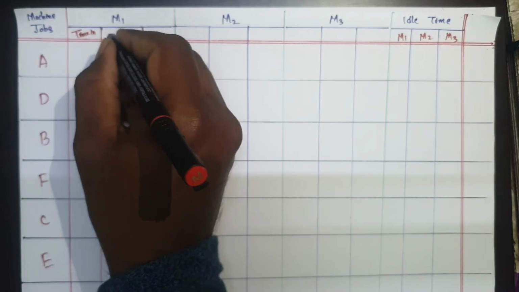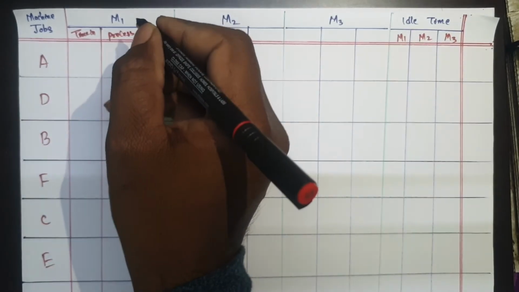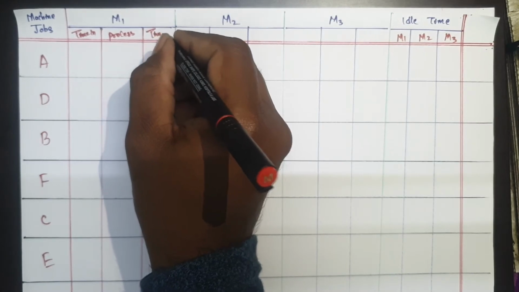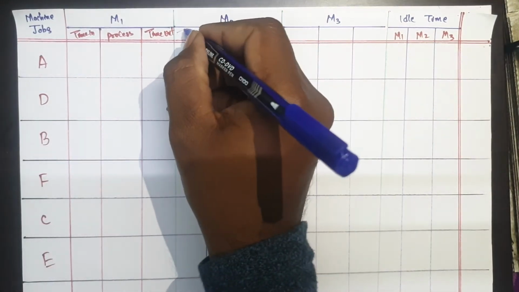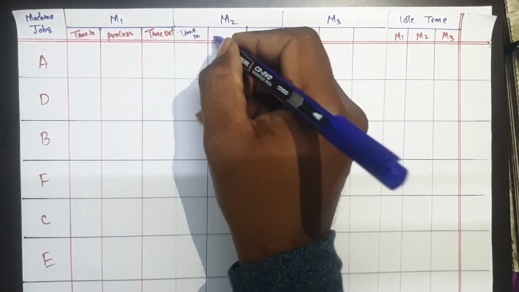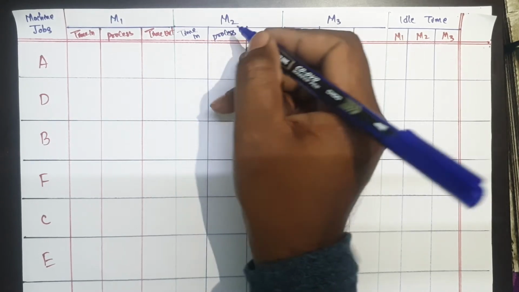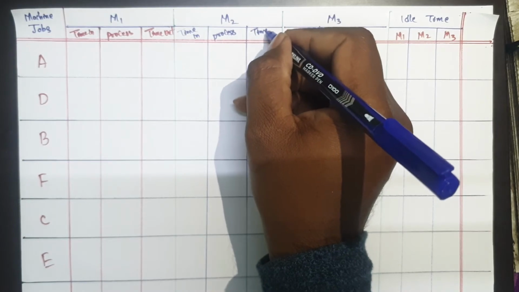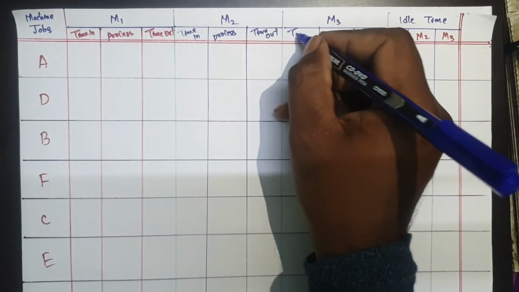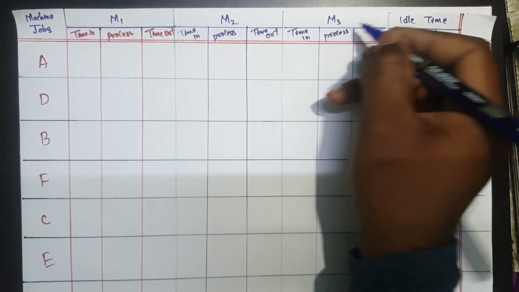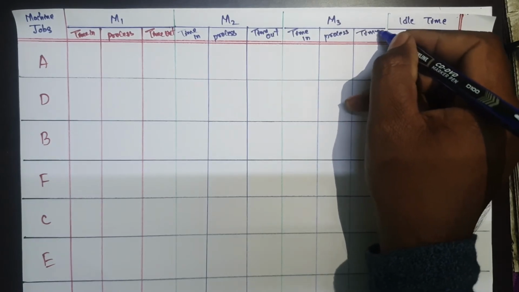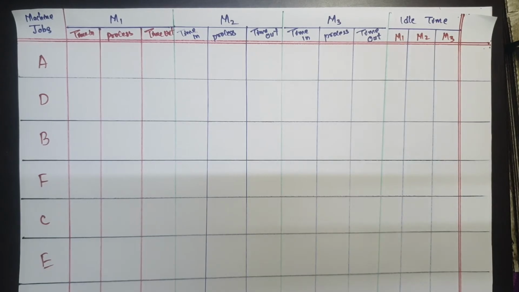Then after that, time in, and here process, and here time out. Same thing in the next one also, time in. This one is known as process and this one is known as time out. Here also time in, and this one is known as process and here is known as time out.